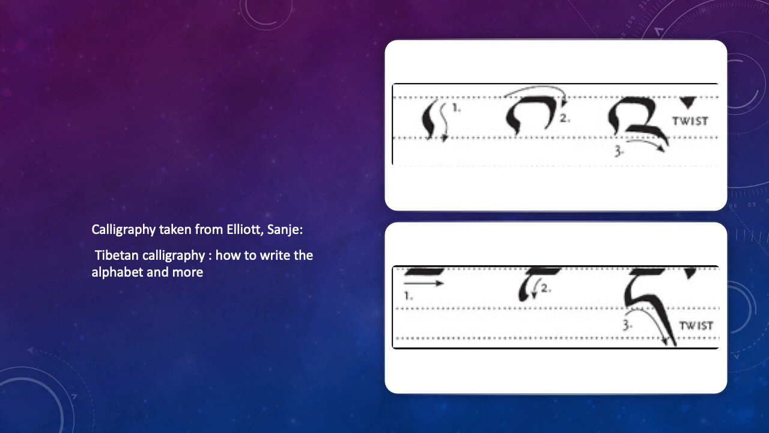So we had the letter Ka, and now we have the letters Sa and Da that we've seen during this lesson. So far we've got 4 plus 3 letters, 7 letters out of 30 letters in the alphabet. This picture for the calligraphy was taken from an amazing book called Tibetan Calligraphy: How to Write the Alphabet and More. It's amazing.